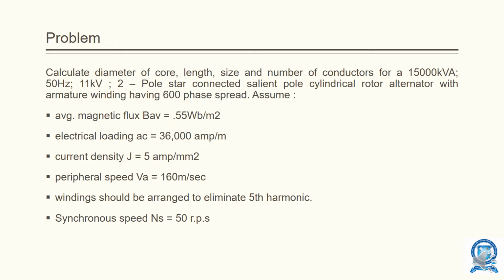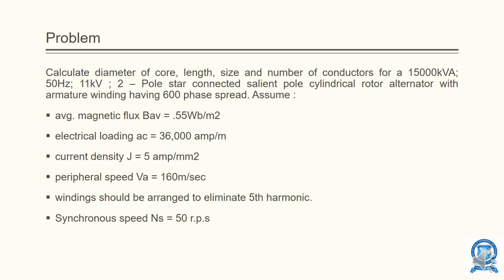15,000 kVA, 50 Hz, 11 kilovolt, 2-pole, star-connected salient pole, cylindrical rotor alternator with an armature winding having 60° phase spread. Assume average magnetic flux density B average is equal to 0.55 Weber per meter square. Electrical loading AC is equal to 36,000 ampere conductors per meter, and current density is equal to 5 amps per millimeter square. Peripheral speed VA is equal to 150 meter per second.